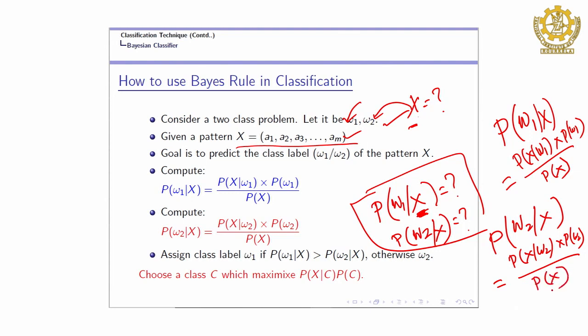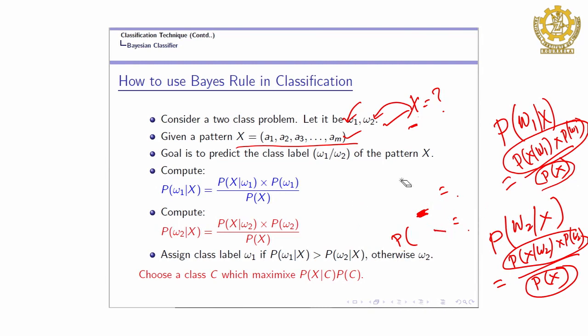Now, if you carefully observe, the denominator has the same value, so there is no need to compute the denominator; you only need to compute the numerator. Wherever the numerator value is greater, the class level of that unknown pattern x will be in that particular category.